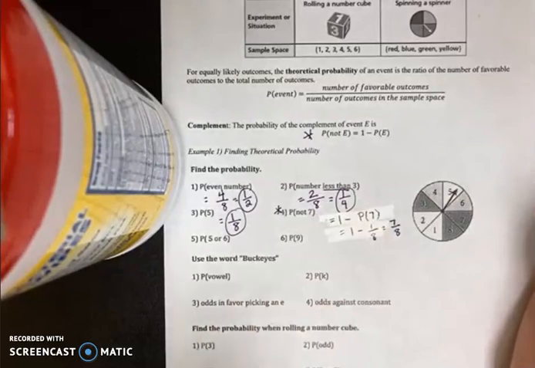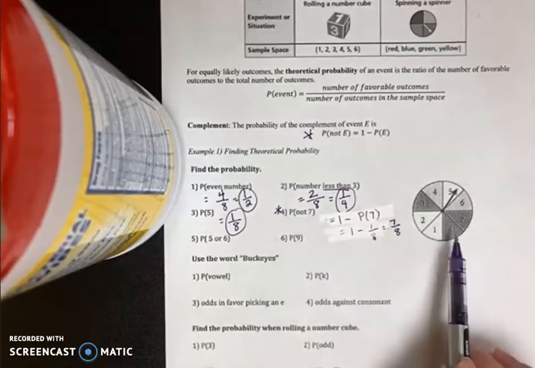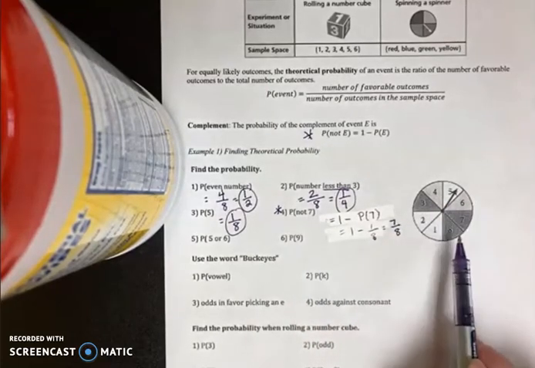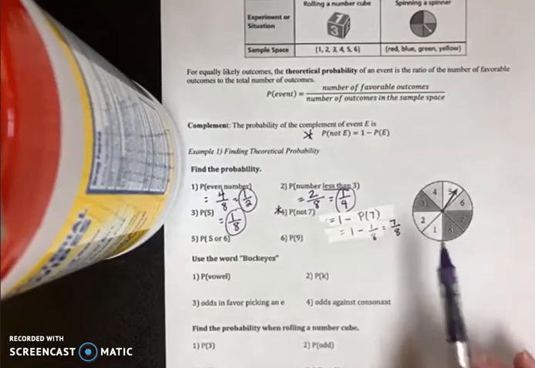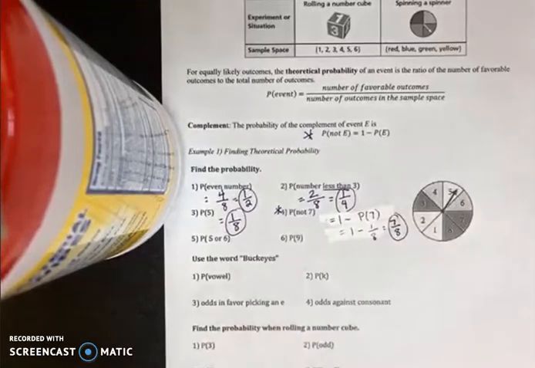You didn't have to do the complement. You could have just used common sense. What's the probability of not landing on 7? Well, there are 1, 2, 3, 4, 5, 6, 7 numbers on the spinner out of 8 that are not the number 7. And hey, looky there, we got 7 over 8, which cannot simplify any further.